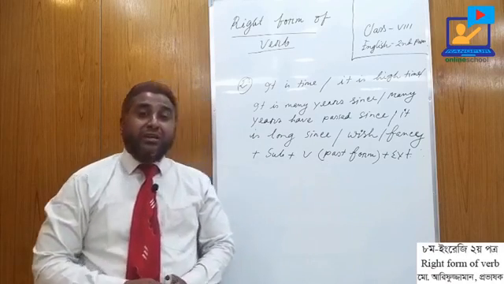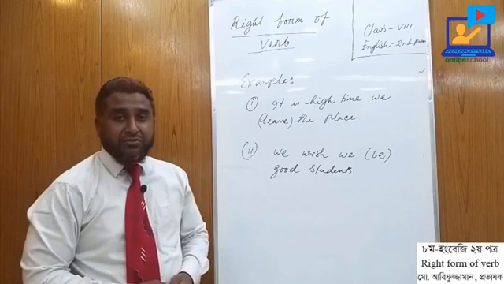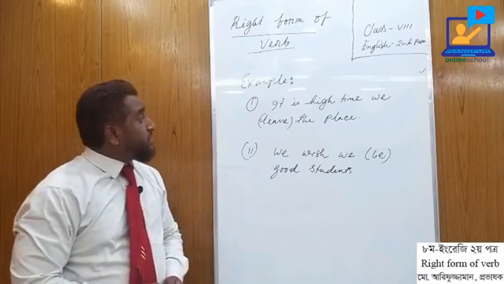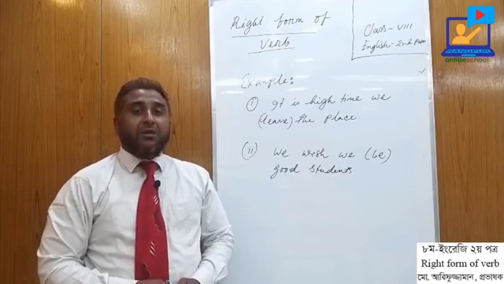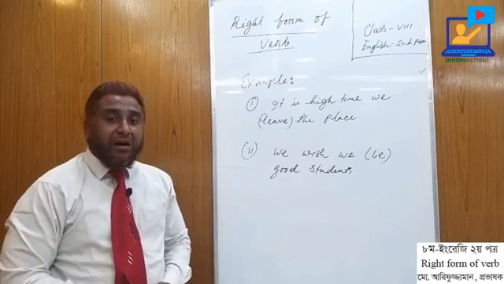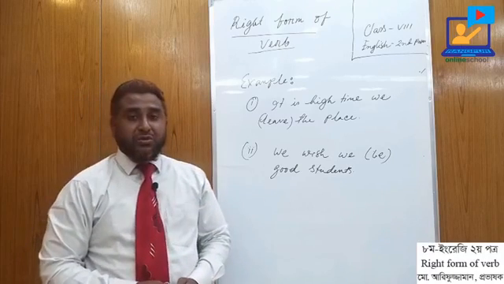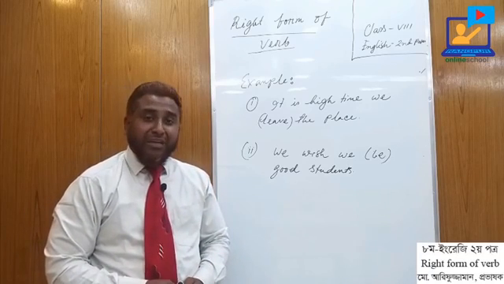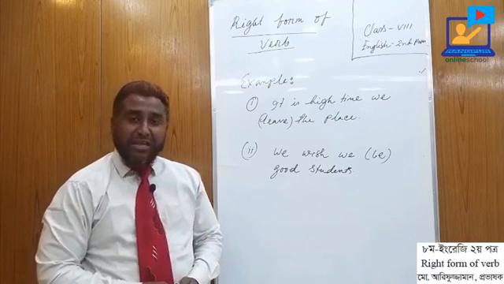Dear learners, I will give you some examples. The examples are: it is high time we leave the place, and another example, we wish we be good students. Dear learners, you have already known it is time, it is high time, it is long since, it is many years since, many years have passed since, wish, fancy, subject, and the verb would be in the past form. Here, it is high time we leave the place. Here we can use leave. Leave is in the present form and left is in the past form. We can use here left. It is high time we left the place.